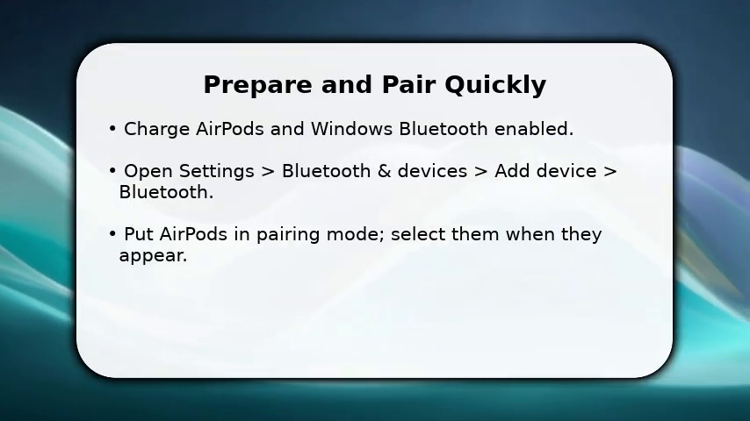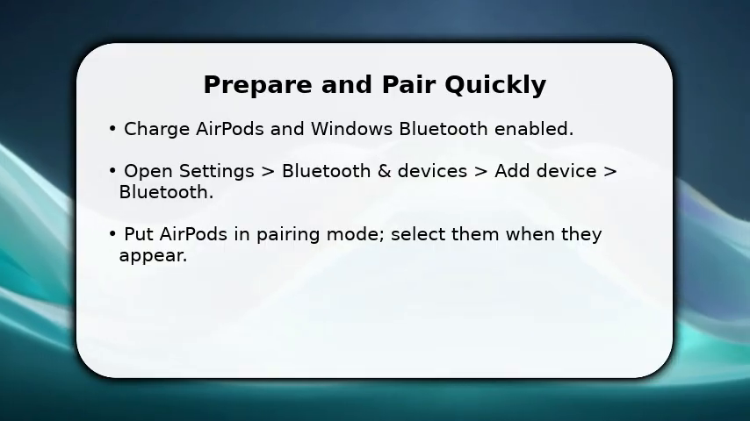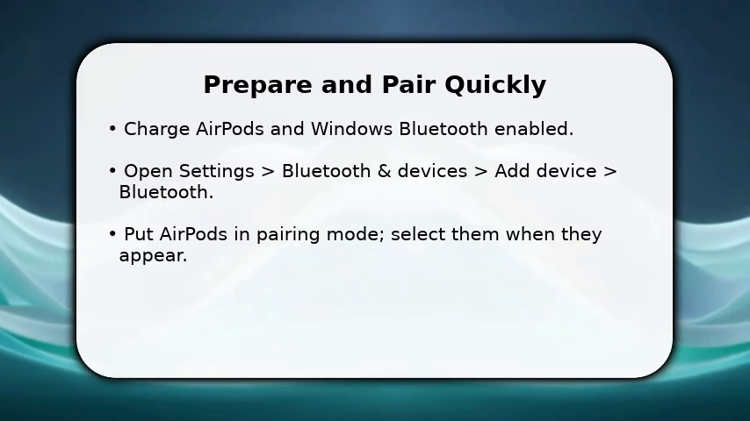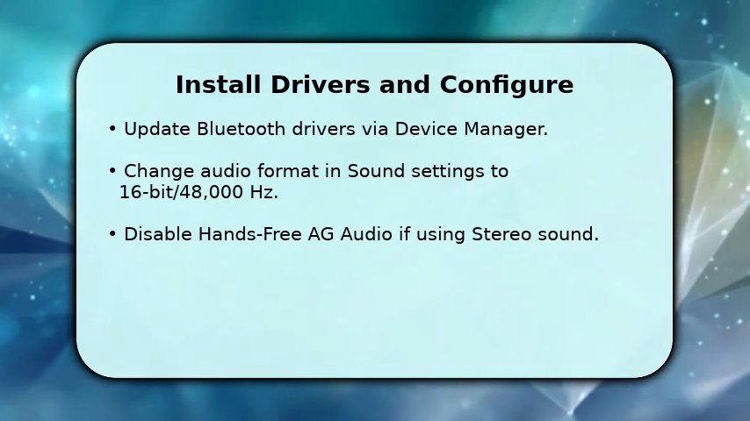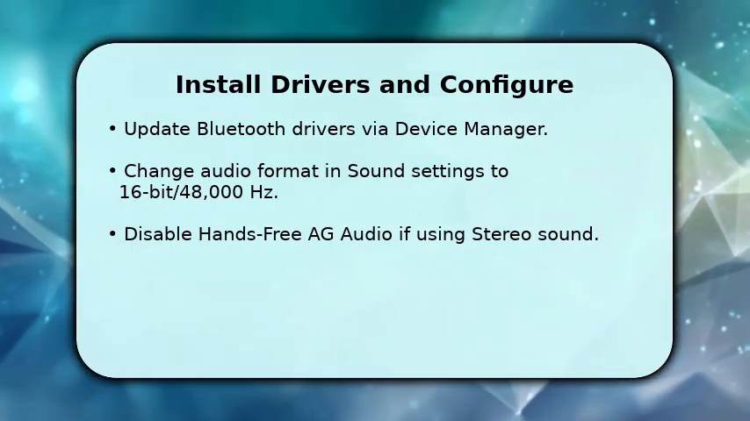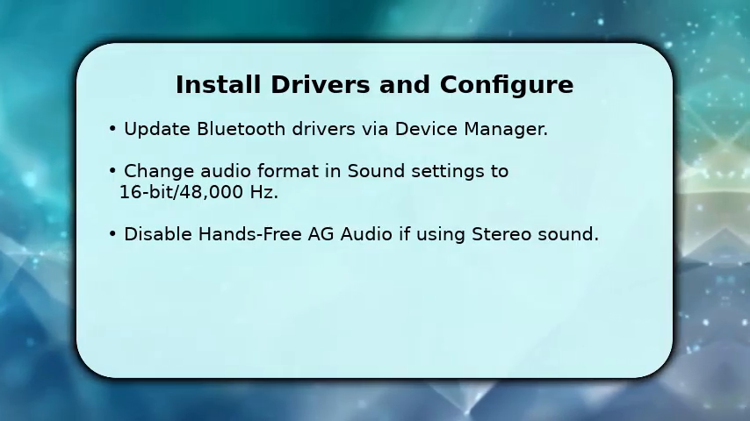If Windows shows two audio profiles, choose the one labeled stereo. Now that you're paired and visible, move on to driver and codec adjustments to improve fidelity. Now update Bluetooth drivers. Open Device Manager, find your Bluetooth adapter, right-click and update driver. This ensures support for higher quality profiles.